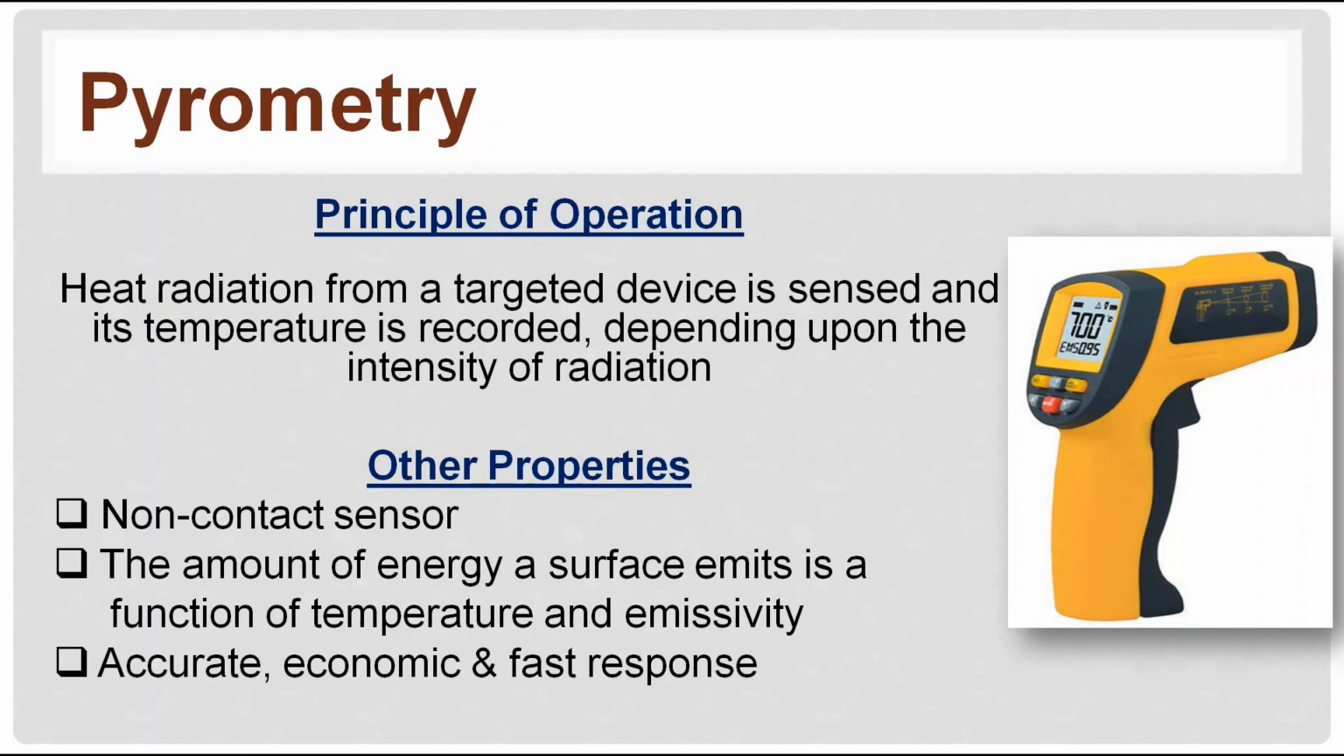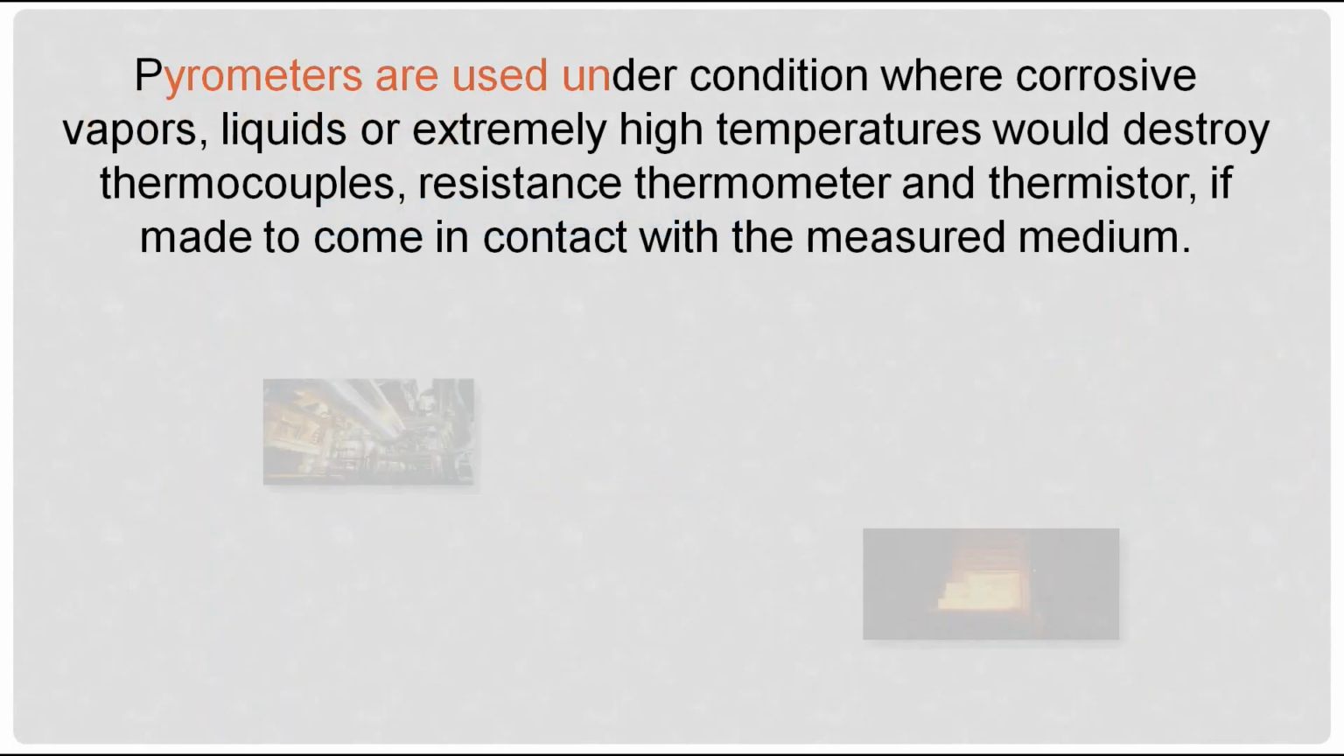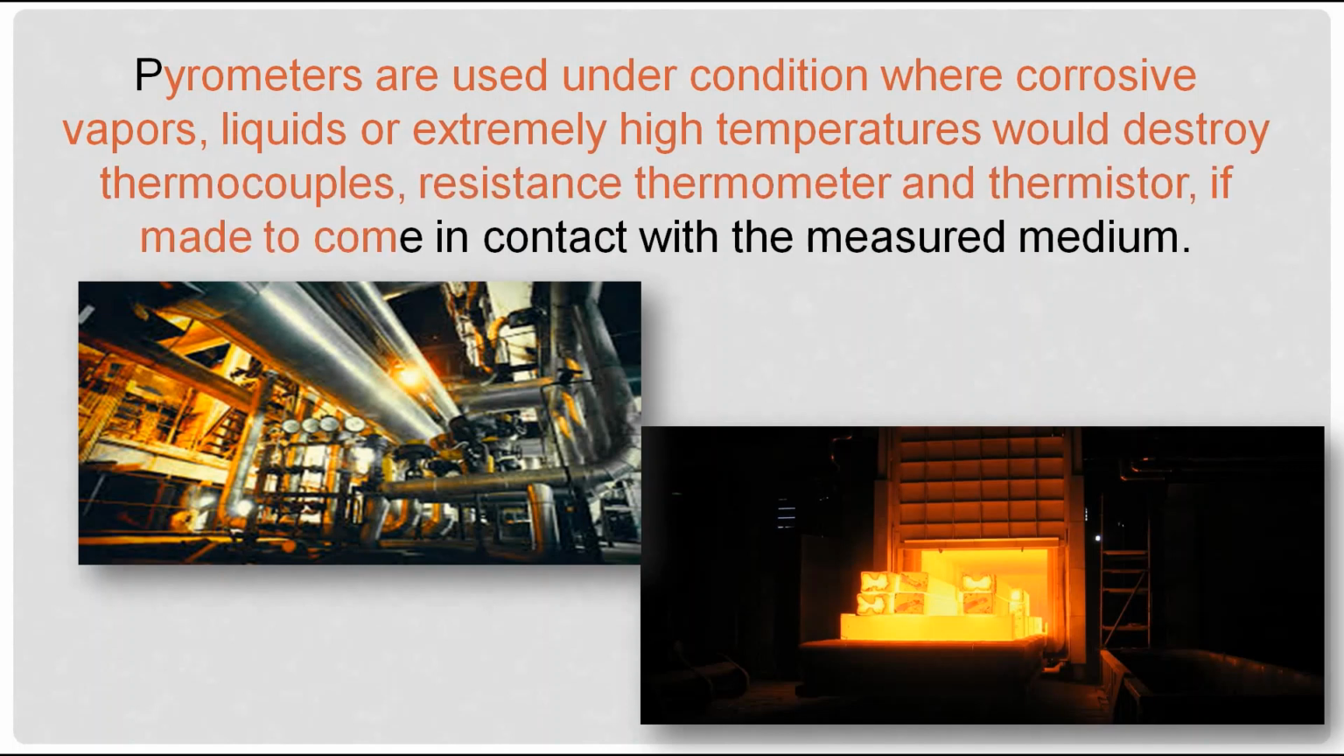Some other properties of pyrometry are: it is a non-contact sensor. The amount of energy a surface emits is a function of temperature and emissivity. Pyrometry offers accurate, economic, and fast response. Pyrometers offer other advantages as well. They can measure temperatures of moving objects and inaccessible objects and can also be used with highly aggressive materials such as acids in chemical processes without any damage to the sensor.